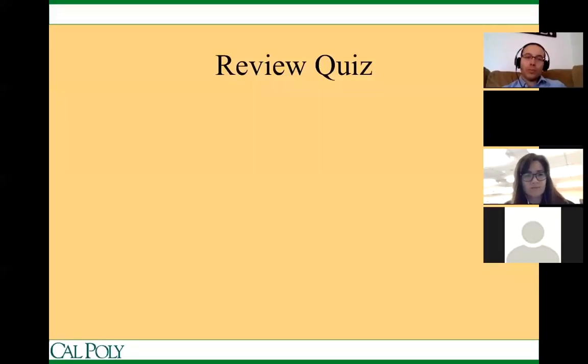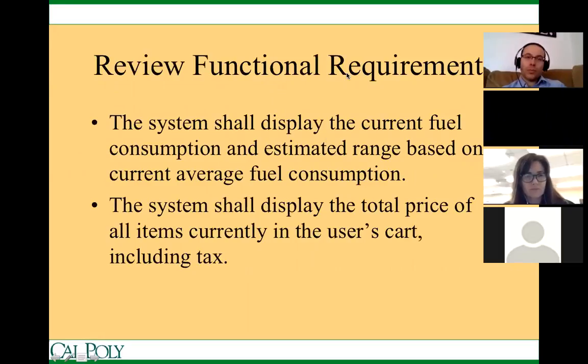Okay. Let's look at a couple of functional requirements that were put out there, and let's analyze them and give some feedback on them real quick. Both of these functional requirements are in the form that we suggested: the system shall. Okay, what shall the system do? The system shall display the current fuel consumption and estimated range based on a current average fuel consumption. Okay. So what do you like, and maybe what could be improved on that functional requirement? Is there anything that's ambiguous there? Anything that's not clear?